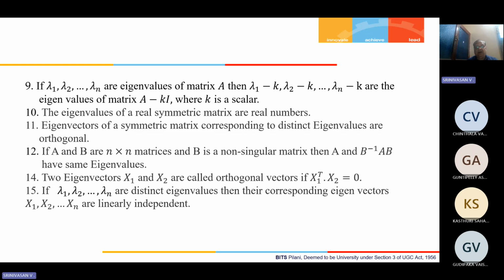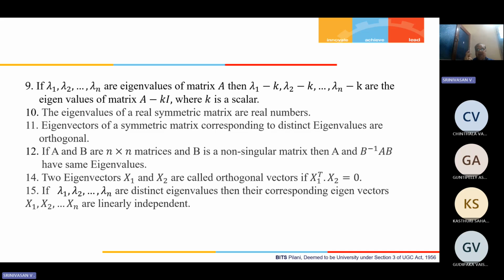Two vectors x1 and x2 are called orthogonal vectors if x1 transpose x2 equals 0. So here they are pairwise orthogonal. You should know orthogonality. Therefore, two vectors x1 and x2 are said to be orthogonal when x1 transpose into x2 equals 0.